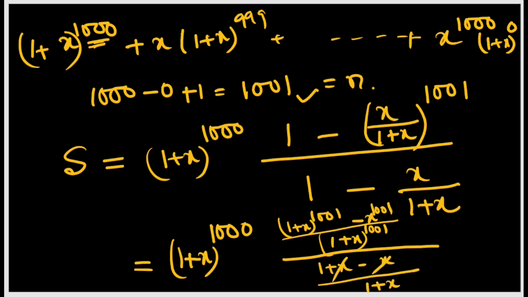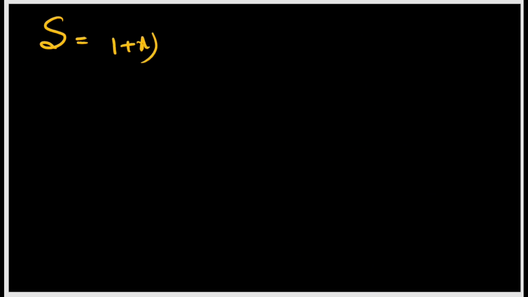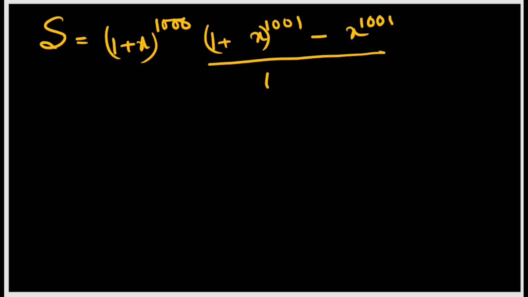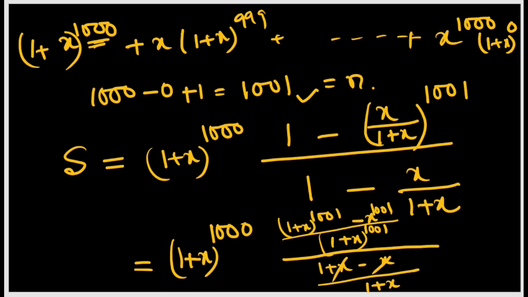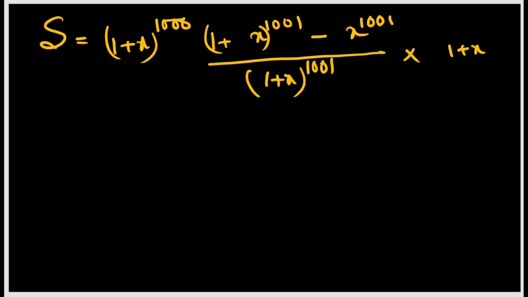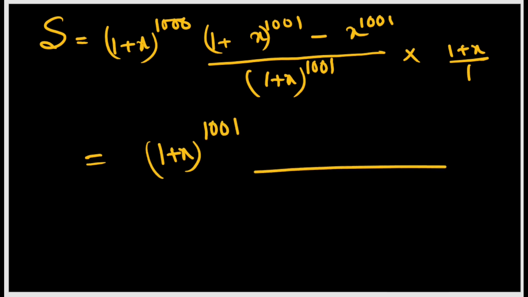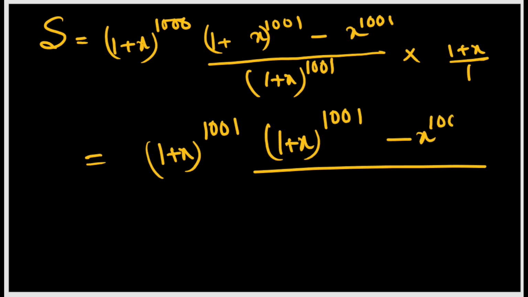This term is cancelled. Now S is equal to (1 plus x) to the power 1001 minus x to the power 1001, over 1 plus x. So the simplified sum is (1 plus x) to the power 1001 minus x to the power 1001, and the rest are the same, over (1 plus x) to the power 1001.